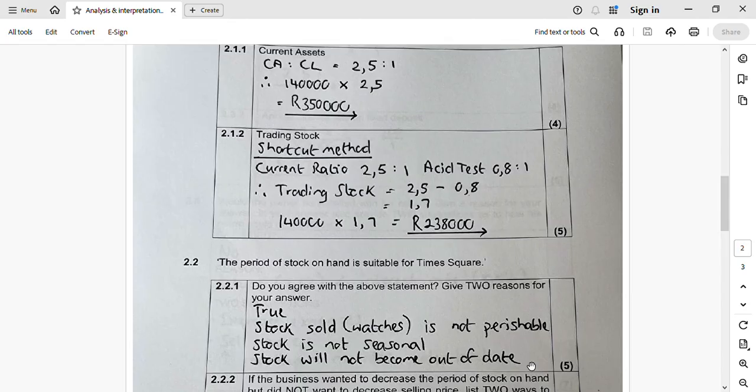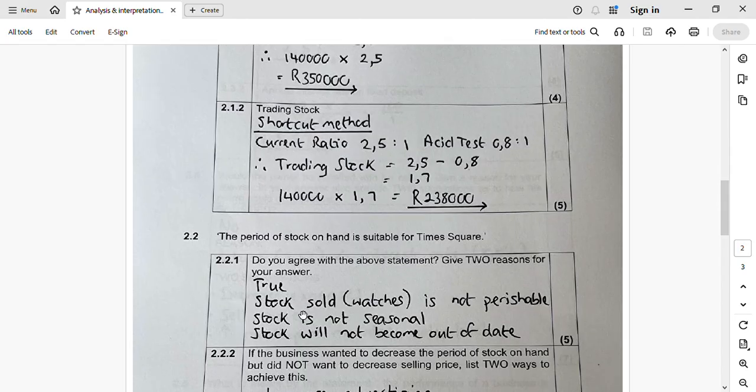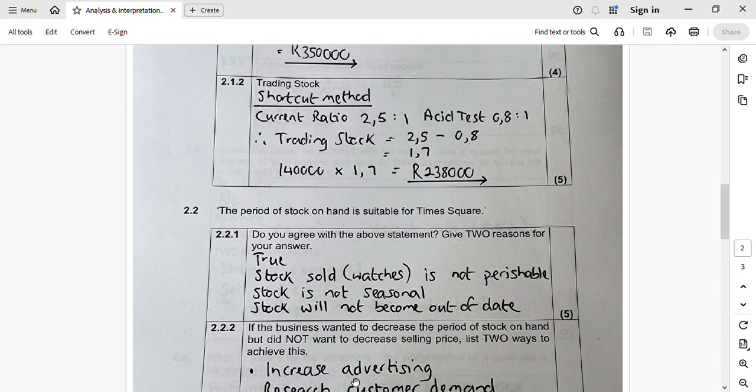So the period of stock on hand is perfectly fine for a business that sells watches. Then if the business wanted to decrease the period of stock on hand but did not want to decrease selling price, there's 2 ways to achieve this. So you can't say give a discount because that is decreasing selling price. You need to try and increase customer awareness of your product, so you could increase advertising.